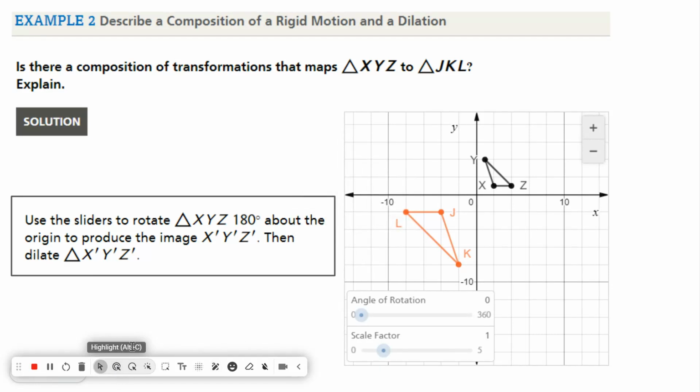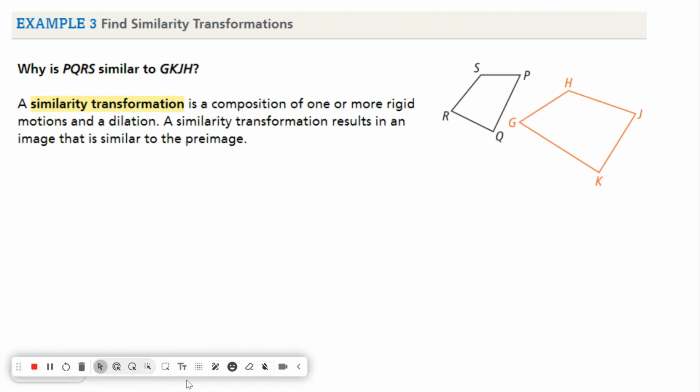Okay, video 2 for lesson 7.2 on these similarity transformations. So let's take a look at the next slide. It says find a similarity transformation. Why is PQRS similar to GKJH? The reason they're similar is that there's a similarity transformation we can do to map one onto the other.